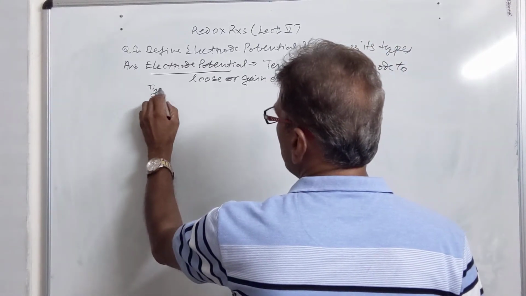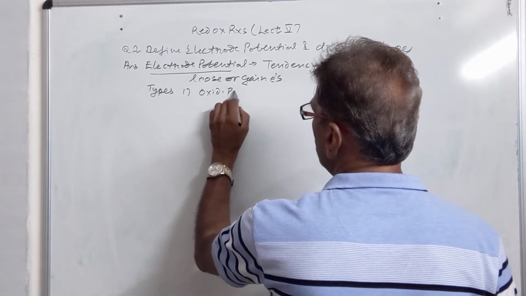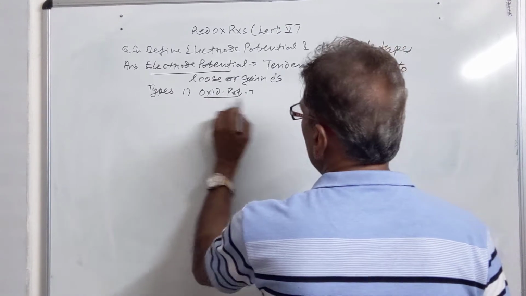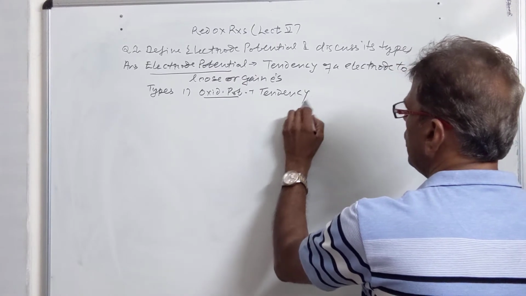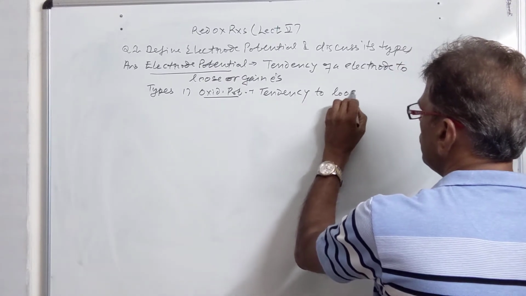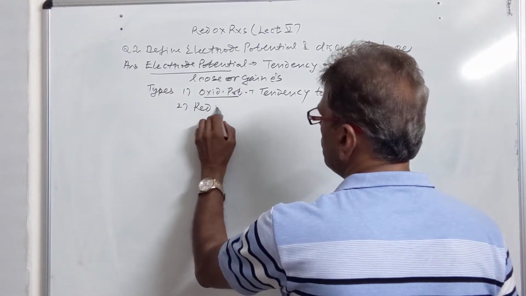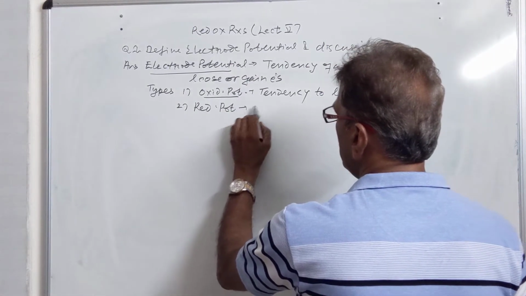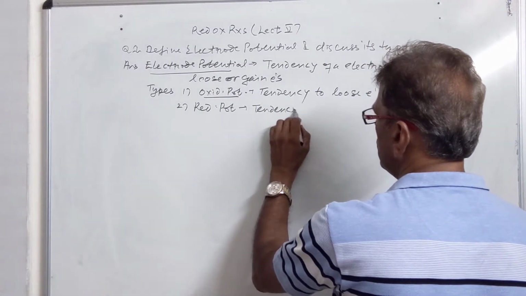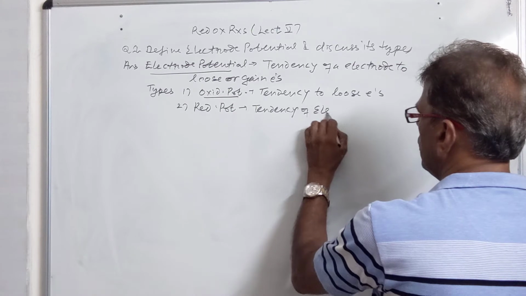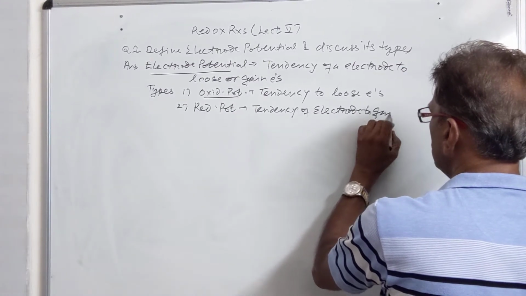Types of electrode potentials. Number 1, oxidation potential: tendency to lose electrons. Then we have reduction potential: tendency of the electrode to gain electrons.